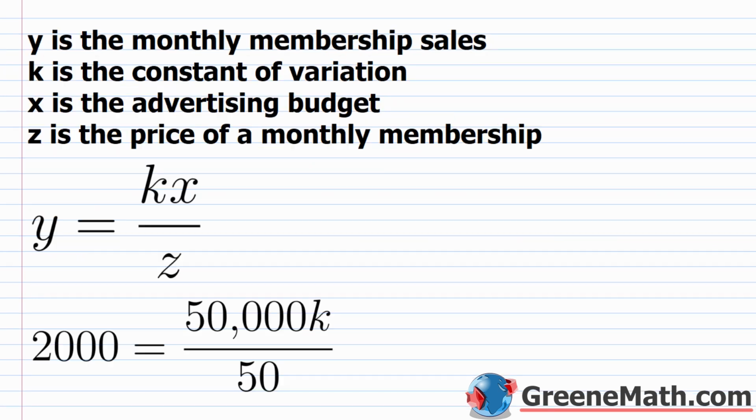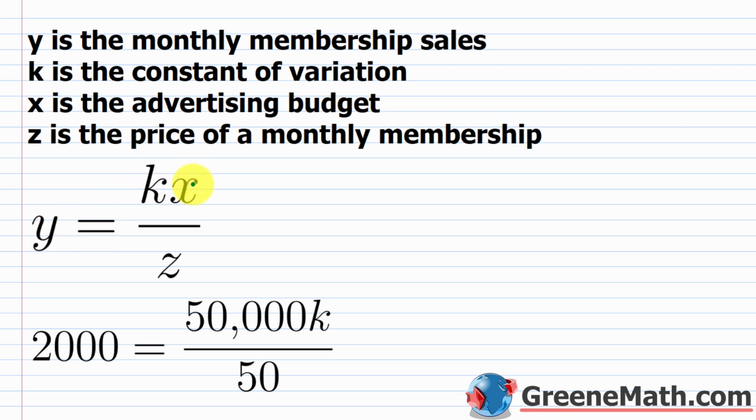So let's go down, and I set up a little model. Again, if you want to use different letters, that's up to you. But essentially, we know that Y is the monthly membership sales. So that's what we're interested in. And it varies directly with the advertising budget. So in other words, they spend more on their advertising budget, they get more people to buy monthly memberships. That should make sense because as you spend more on advertising, more people see it and then more people buy it. So Y equals, this is the KX part.